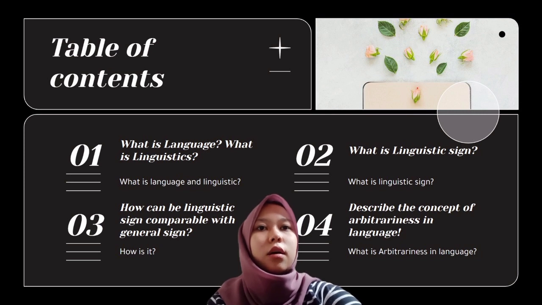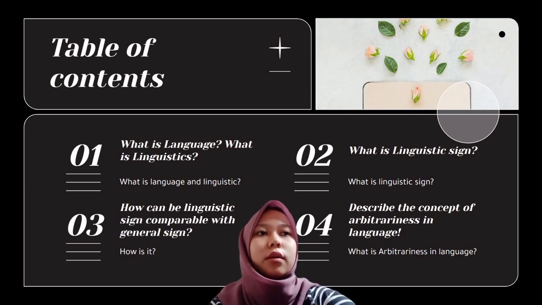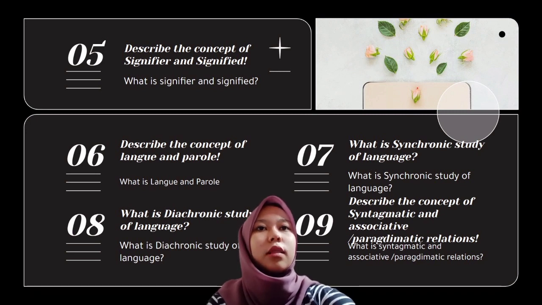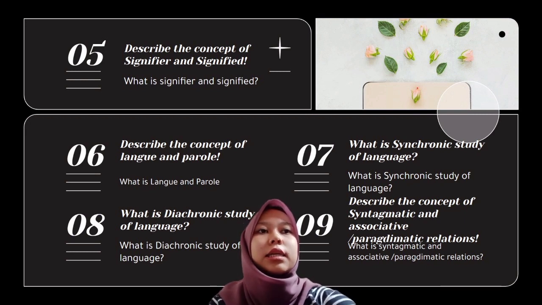third, how can the linguistic sign be compared with the general sign, fourth, describe the concept of arbitrariness in language, fifth, describe the concept of signifier and signified. Sixth, describe the concept of langue and parole. Seventh, what is the synchronic study of language? And the last, describe the concept of syntagmatic and associative or paradigmatic relations.